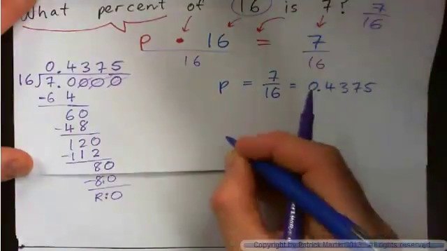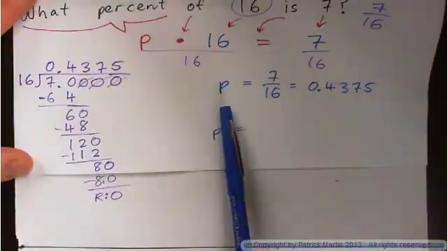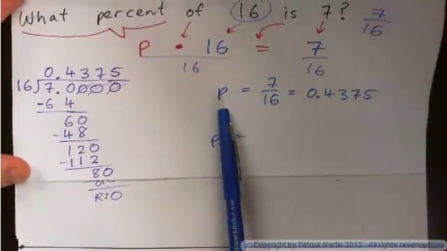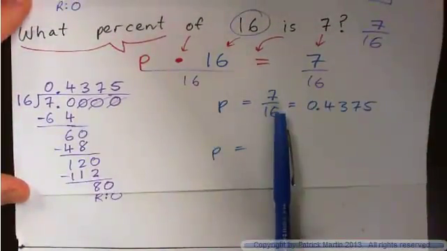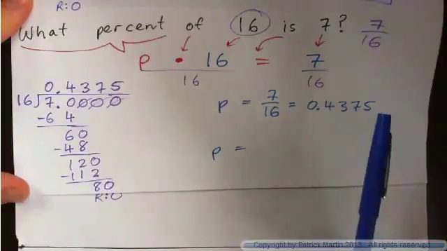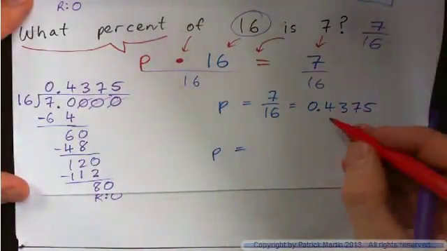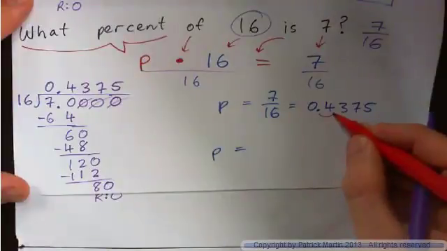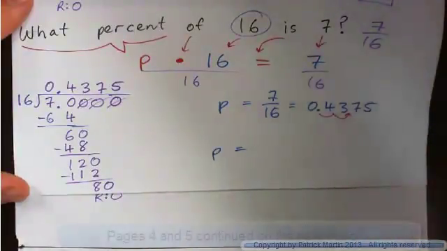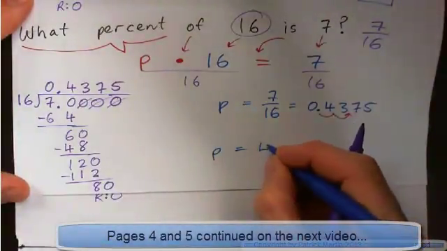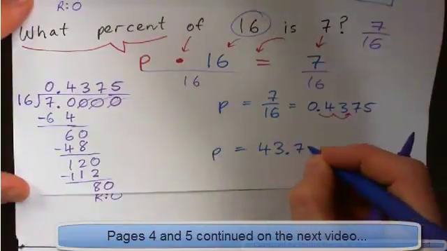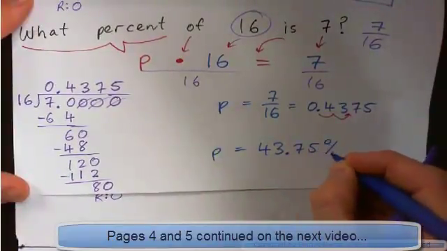0.4375. So we've got the answer as a fraction and a decimal, but now we have to turn the decimal into a percent. So how do you turn that decimal into a percent? Well, move the decimal point 2 spaces to the right to get 43.75%. Okay.